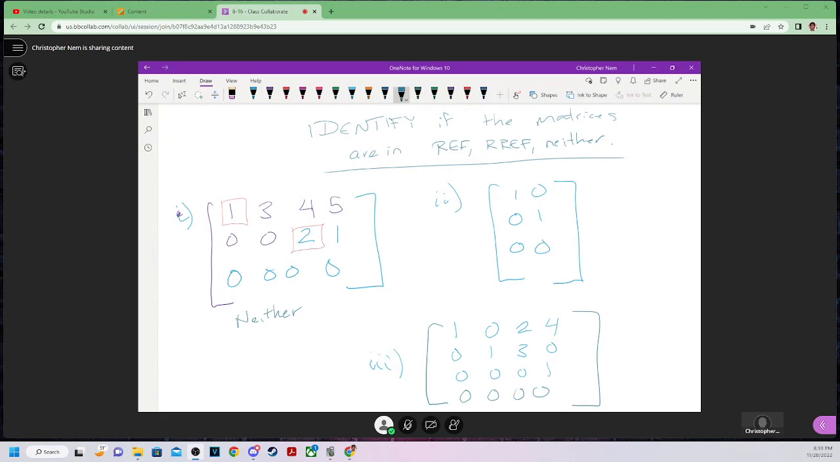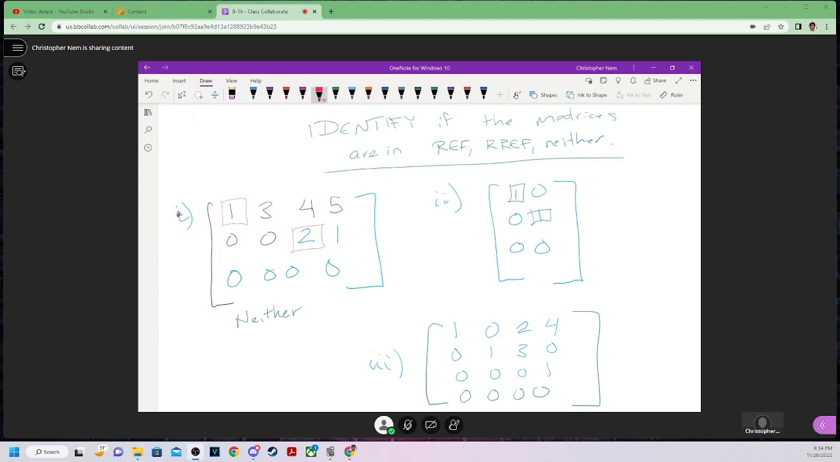All right, looking at the second matrix, this is our leading entry. This is our leading entry as well. We don't count 0 as a leading entry. Now, we do have a row of zeros, but it is located at the very bottom. And if I look from top to bottom, my leading entries are going to the right of each other. So this is in row echelon form.